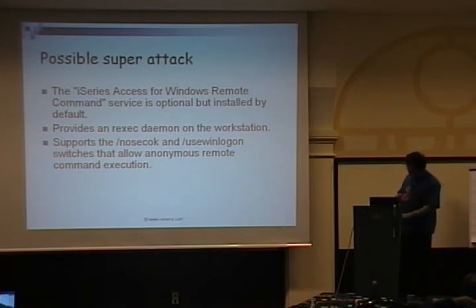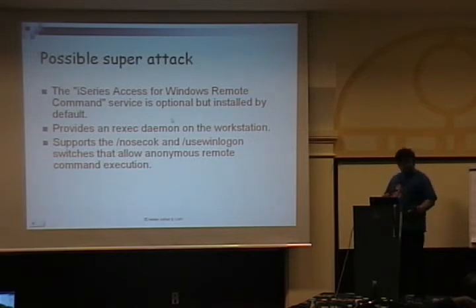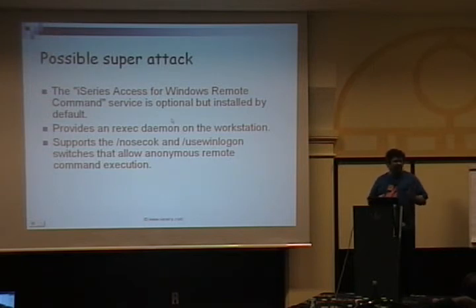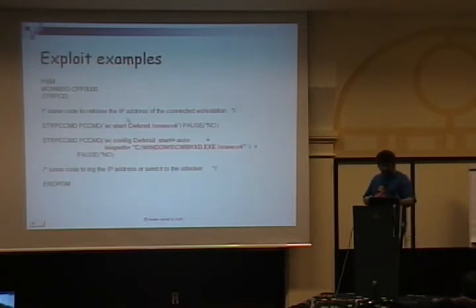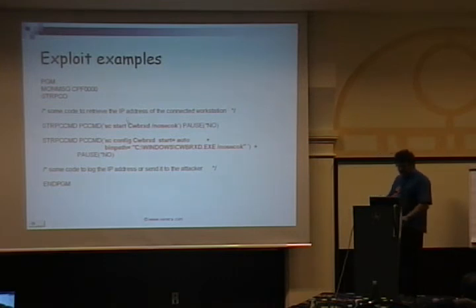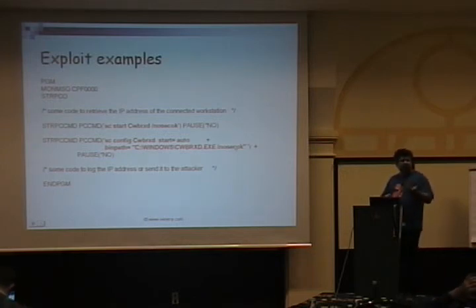I get something called iSeries Access for Windows Remote Command. It's optional, it's installed by default, and it's also inactive by default. But what it does is provide a daemon on the workstation. Now, all I have to do is start the service, configure it to auto start, and add the NoSec switch, which basically means the PC now runs an rexec daemon and doesn't require any authentication. It will run as the current user.